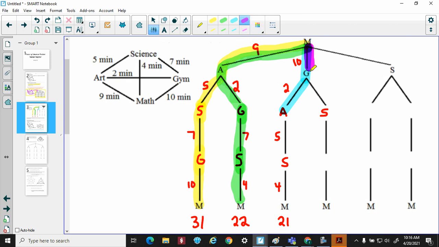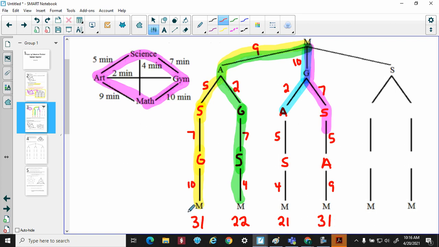So let's say we did math to gym to science. Let's see. So math to gym, and let's say we went to science. We would have to go to art, and then we'd have to go back to math. So to fill out this branch, we would have to go to art, and then back to math. All right. So math to gym is 10 minutes. Gym to science, that's 7 minutes. Science to art is 5, and then art back to math is 9. And you would get 31.